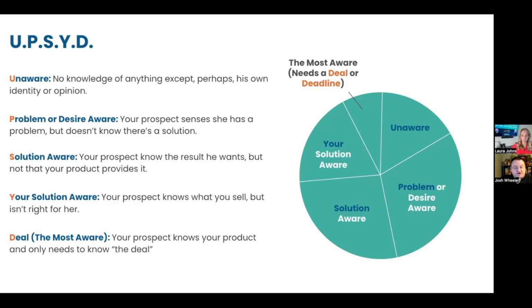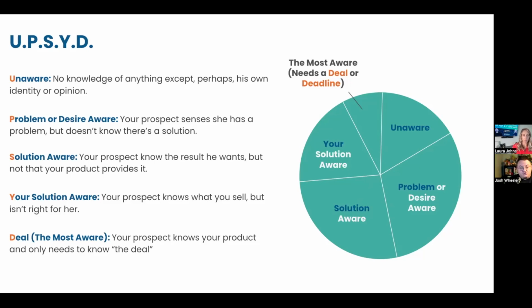Problem or desire aware means somebody realizes they have a problem, they know what the problem is, or they want a specific outcome. For you guys, maybe that's business growth. Hey, I really want to grow my business, but have no idea how to do it. As a matter of fact, you're interested in that, otherwise you wouldn't be on this particular presentation. So some of you are in this stage.